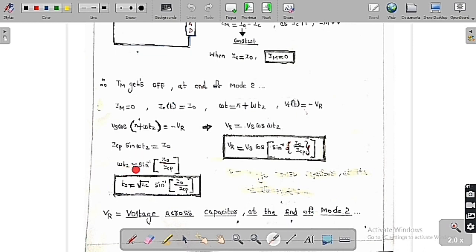Therefore omega t2 is equal to sine inverse of I naught by ICP. So t2 is equal to 1 by omega, and 1 by omega is root over LC. Therefore t2 is equal to root over LC into sine inverse of I naught by ICP. So this is the time t2.